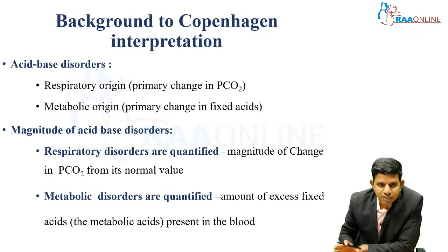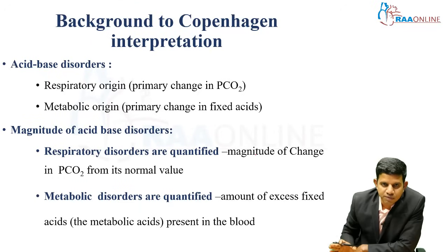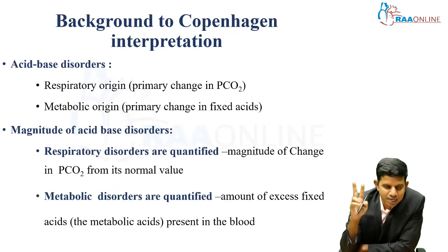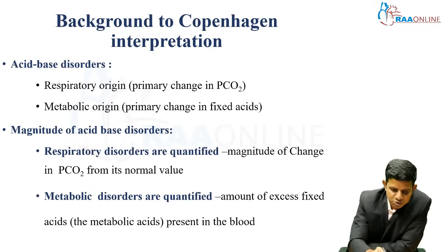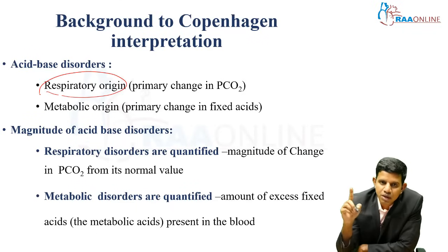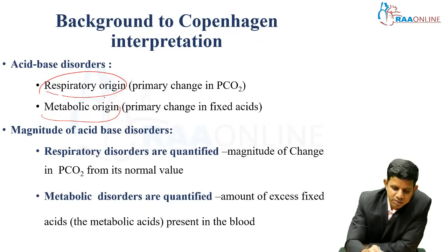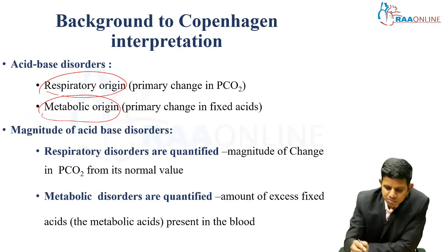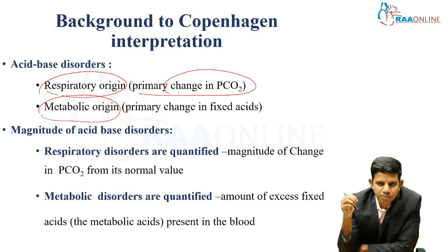First, the physiological approach, which we discussed in the previous class. Acid-base disorder can occur in two ways: respiratory origin, either respiratory alkalosis or respiratory acidosis, or metabolic origin, caused by an increase or decrease in acid level in the body. We identify a respiratory acid-base disorder by a primary change in PCO2. If the PCO2 is increased or decreased, the disorder is of respiratory origin.